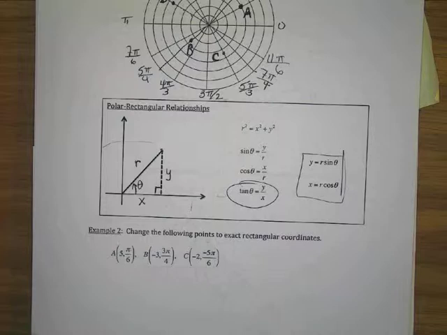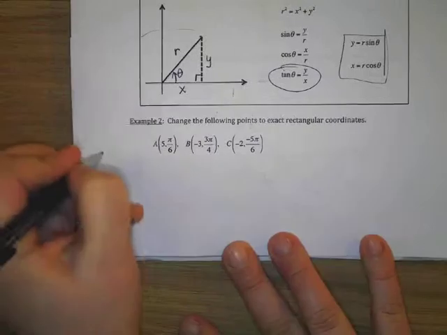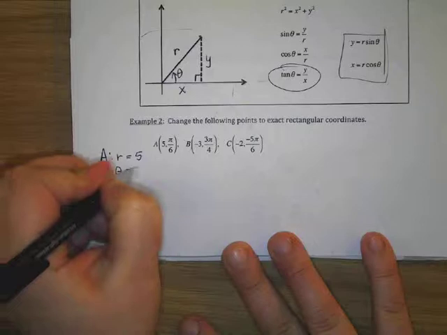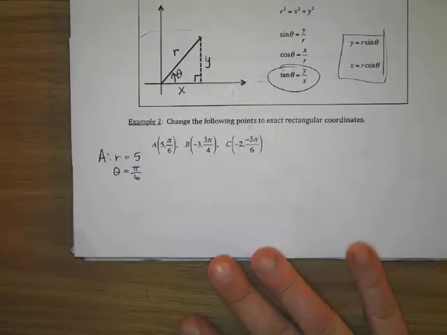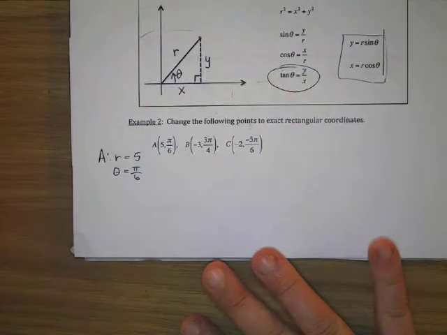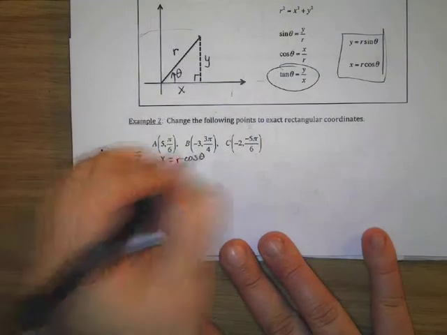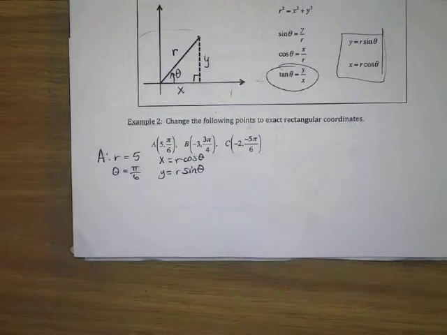So where we're going to first start is going from polar to rectangular. So for point A, what do we know? We know R is 5, and we know theta is pi over 6. And to go into rectangular, I need to know what X is, and I need to know what Y is. But I know X is equal to R cosine theta, and I know Y equals R sine theta. Well, I know R, and I know theta, so can we figure out X and Y?